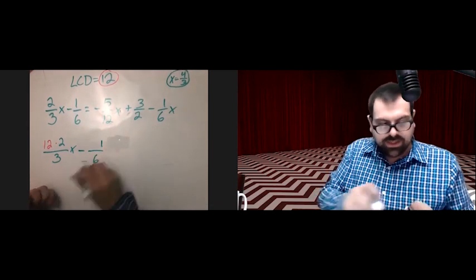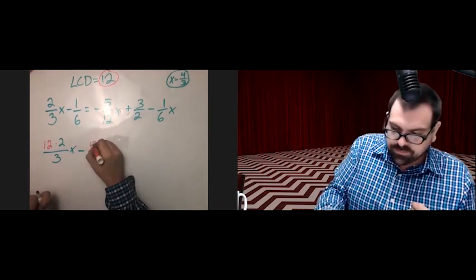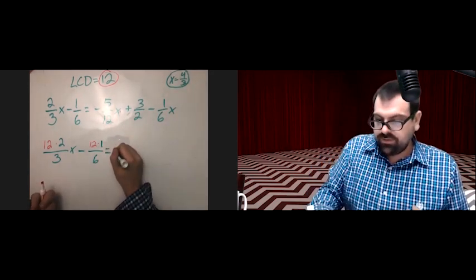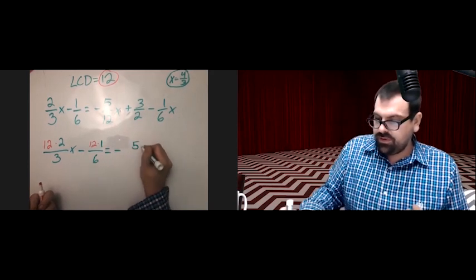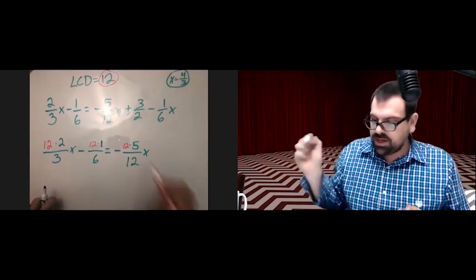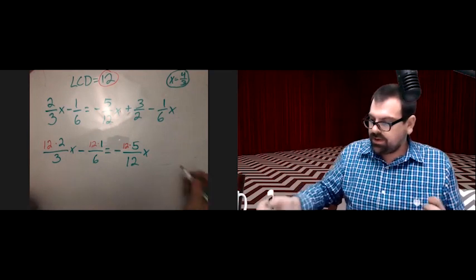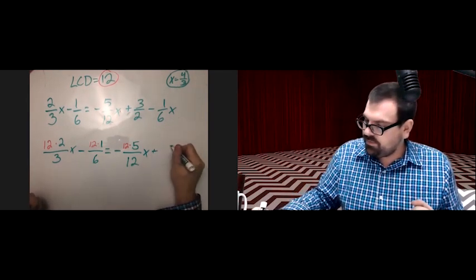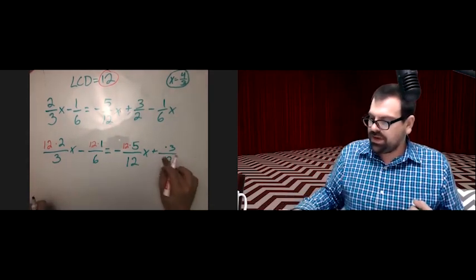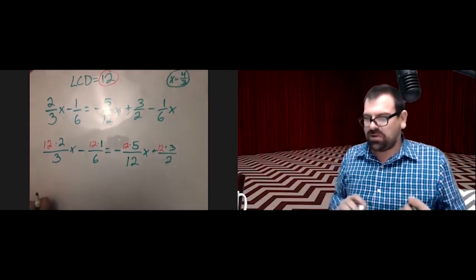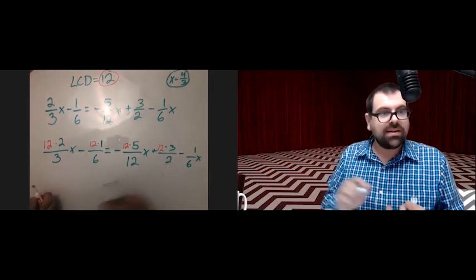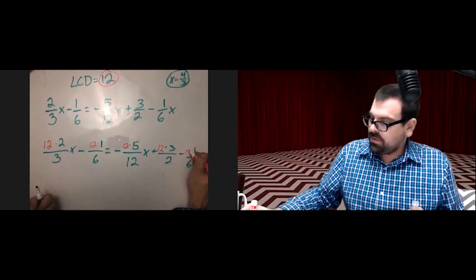Minus, instead of 1/6, I put a times 12 in there. Instead of negative 5/12 x, I put a times 12 in there. Wow, this is like a catchphrase right now. Instead of 3/2, I put a times 12 in there. And you guessed it, instead of 1/6 x, what do you think I'm going to do? I'm going to put a times 12 in there.